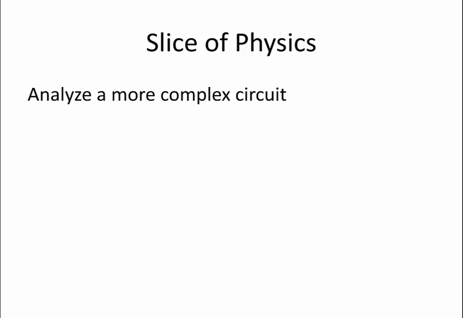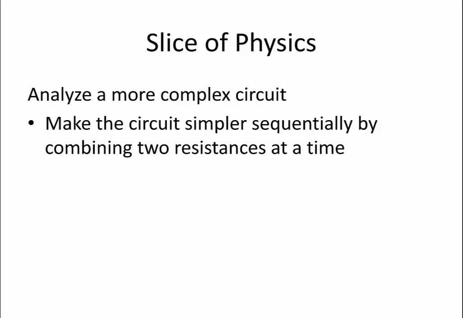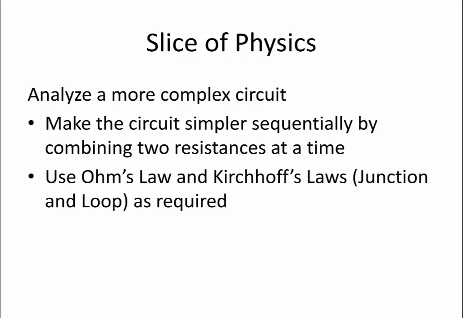So in this slice of physics, we learned how to analyze a more complex circuit. We did that by making the circuit simpler sequentially, one step at a time, by combining two resistances each step. And then we used Ohm's law and Kirchhoff's laws, the junction law as well as loop law, as required to determine the unknowns or to verify that we were doing our calculations correctly.